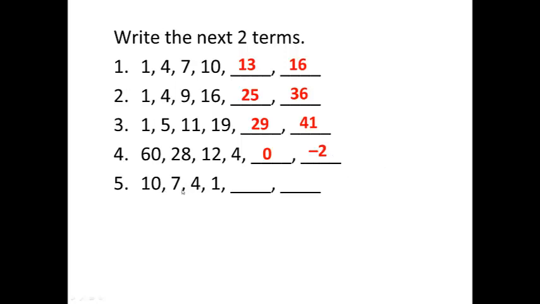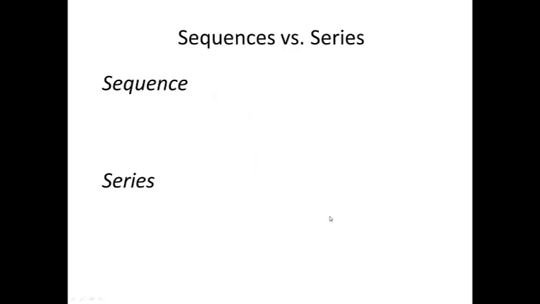All right, what about 10, 7, 4, 1? Okay, so this will be 10 to 7 is minus 3, minus 3, minus 3, or add a negative 3, and if you add another negative 3, you should get negative 5.